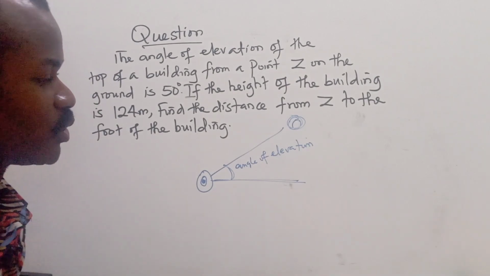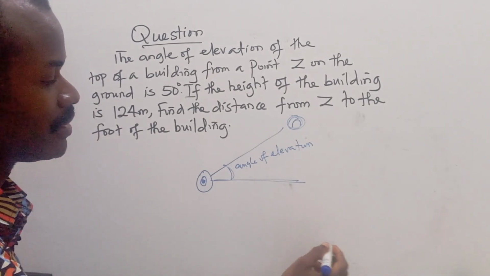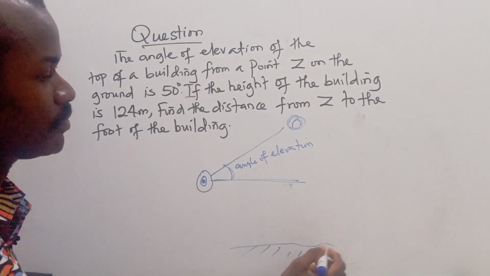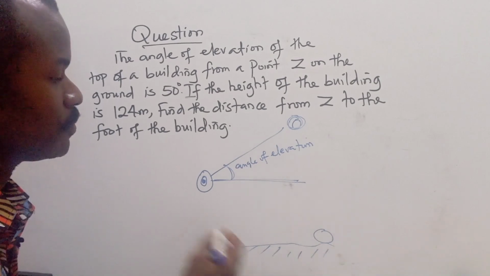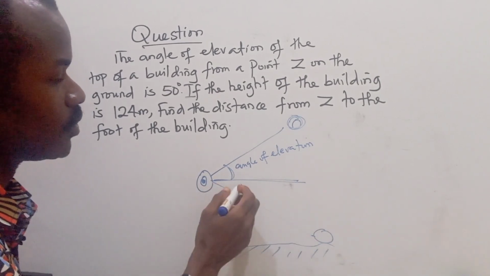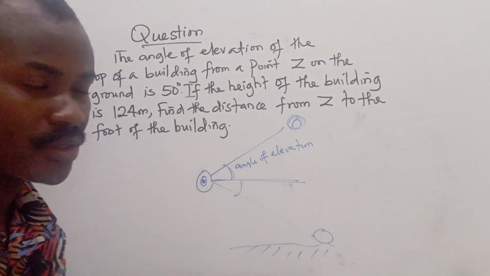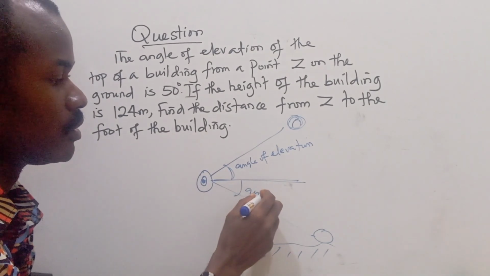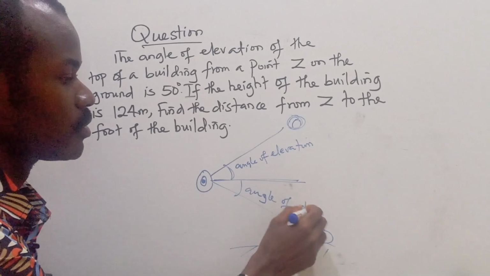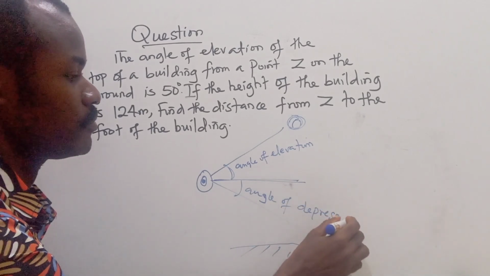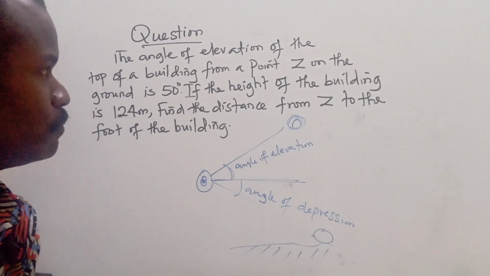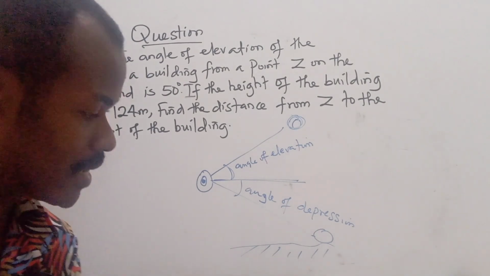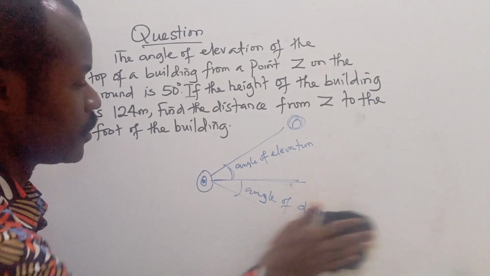How about for depression? For depression, let's say this is the ground and there is something here on the floor and you have to look downwards. So this angle gives us the angle of depression. So having understood this, we can now solve the question.